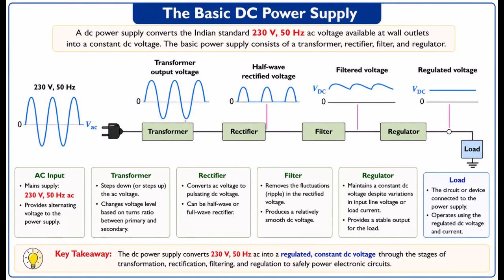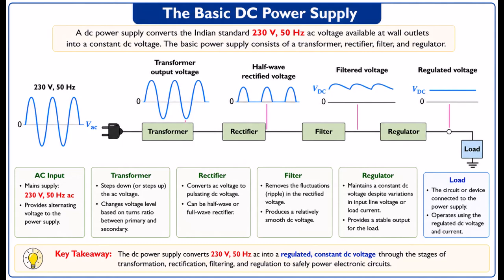The final stage is the load. The load is the electronic circuit or device connected to the power supply. It receives the regulated DC voltage and draws the current required for its operation. Examples of loads include amplifier circuits, microcontroller systems, communication circuits, and electronic instruments.